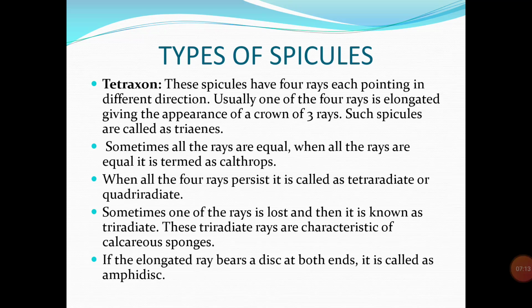Next one is tetraxon. These spicules have four rays, each pointing in different directions. Usually, one of the four rays is elongated, giving the appearance of a crown of three rays. Such spicules are called triads. Sometimes all the rays are equal. When all the rays are equal, it is termed calthrops.